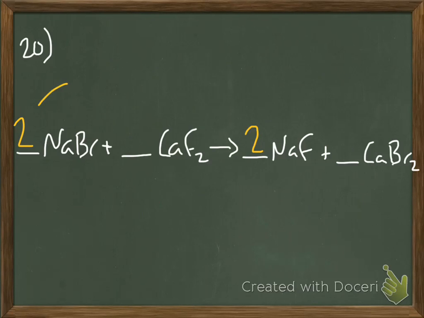Let's look at the Brs. I have 2 Brs on this side. I have 2 Brs on that side, so that's good. Looks like I have 1 calcium on this side and 1 calcium on this side. Okay, that's good. So it looks to me like everything else is balanced. So we can just put a 1 there and a 1 there.